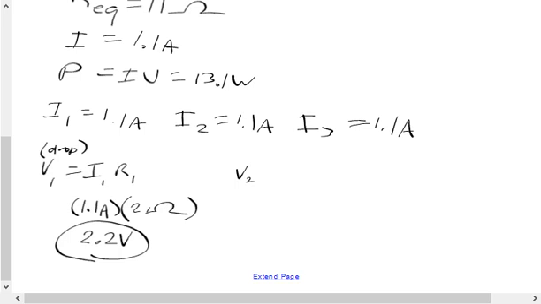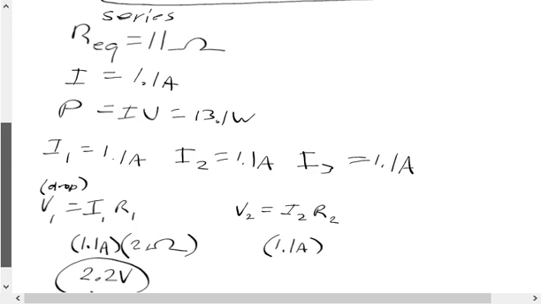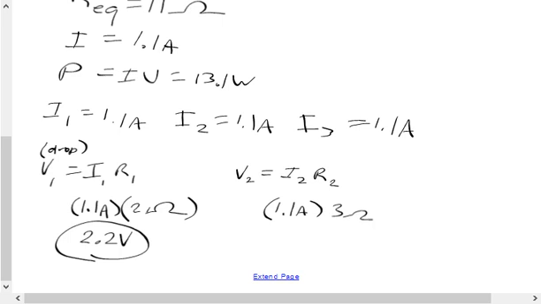For resistor number 2, the voltage drop will be the current through resistor number 2 times the resistance of resistor number 2. So again, we've got 1.1 amps times the resistance, that was 3, so 3 ohms. And so 1.1 times the 3 is giving us 3.3, and that's 3.3 volts of a voltage drop across resistor 2.